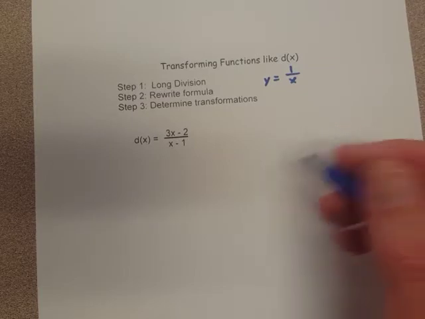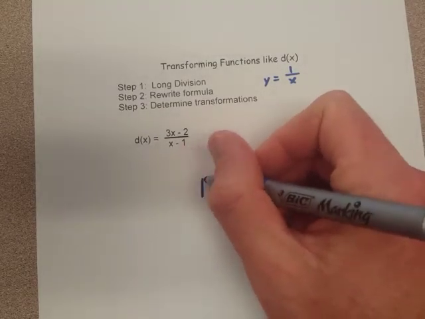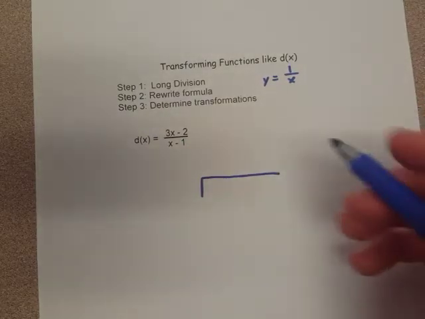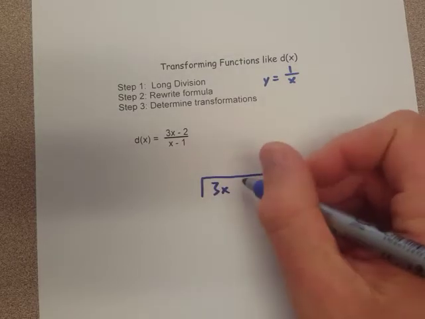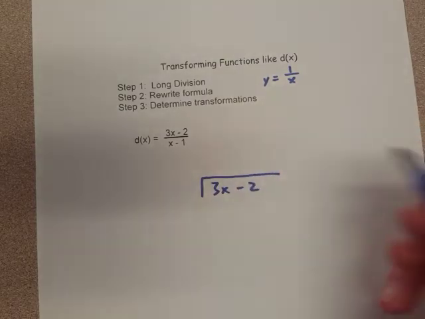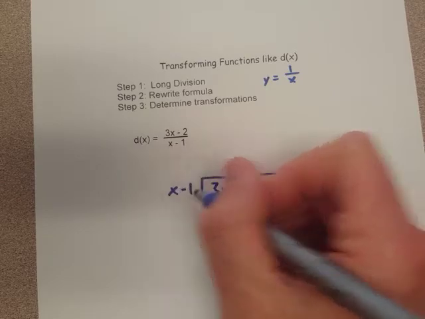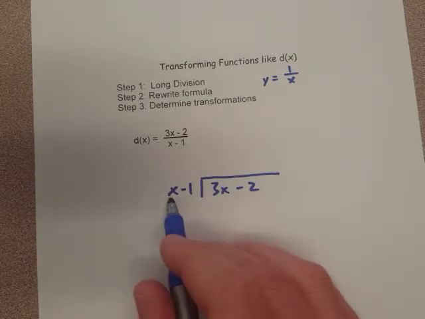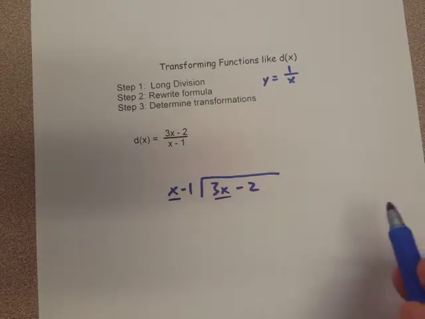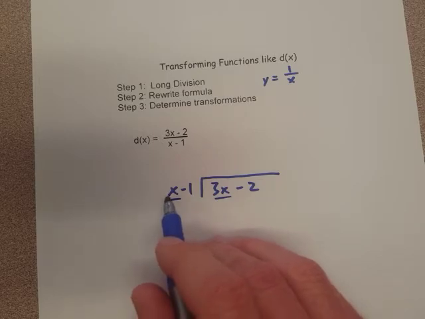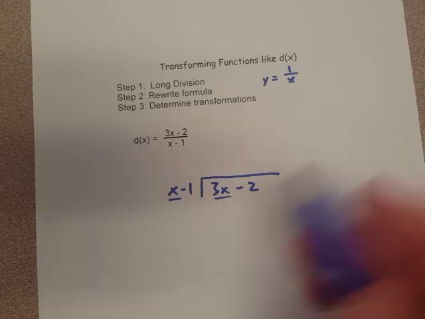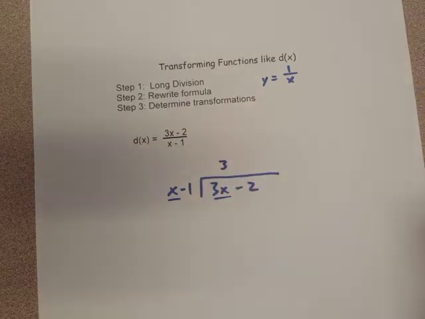So I'm going to set this up as if it is long division. If you want to do synthetic and give that a try on your own, that's fine. You can do that. We have 3x minus 2 divided by x minus 1. As we've done before, we take a look at just the first term of each one, and we say, what do you multiply x by to get 3x? That is going to be 3.